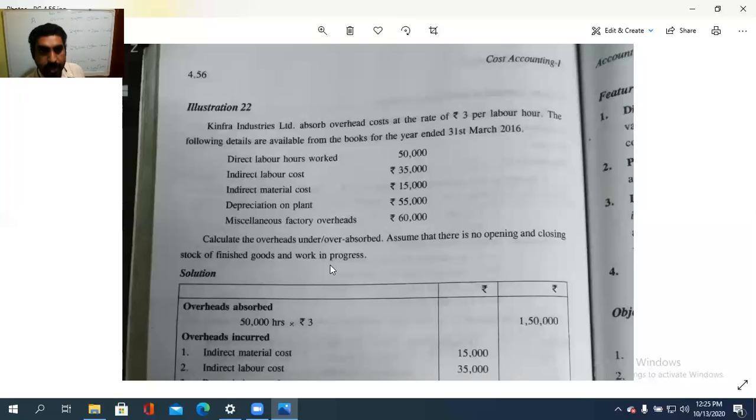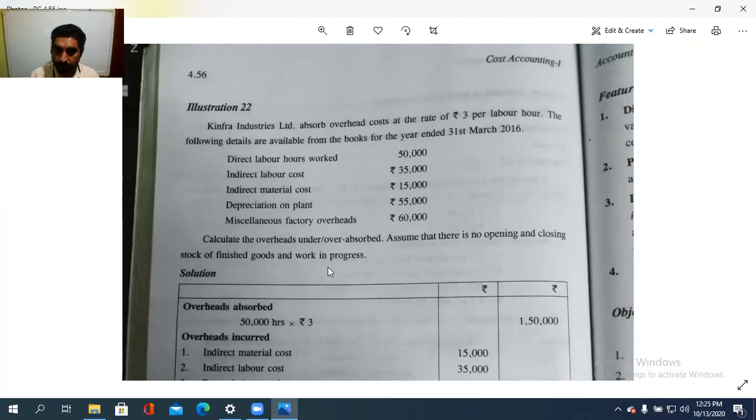And another problem: Kinfra Industries Limited absorbs overhead cost at the rate of how much? This is just so you are familiar with what an under-absorption or an over-absorption is. This theory is very important. It will be asked. Direct labor hours worked, cost at the rate of ₹3 per labor hour. The following details are available from the books for the year ended 31st March 2016.